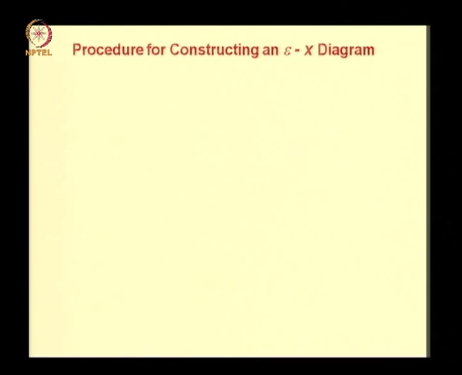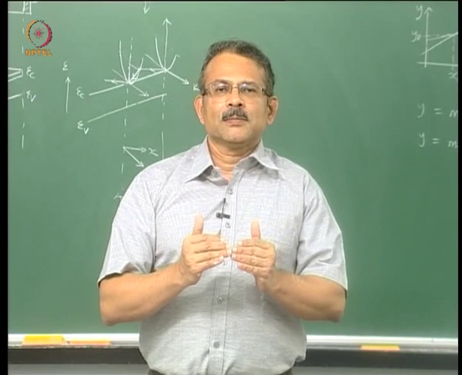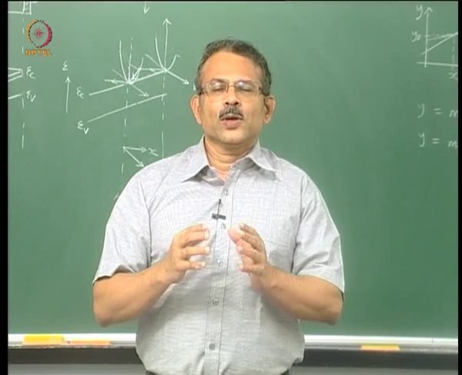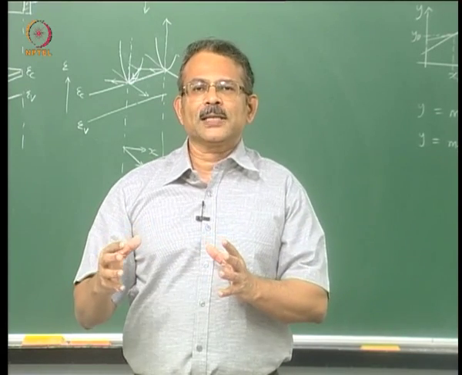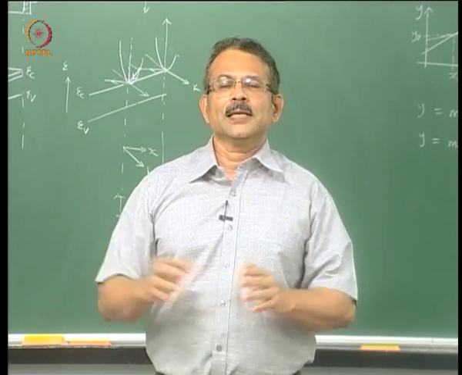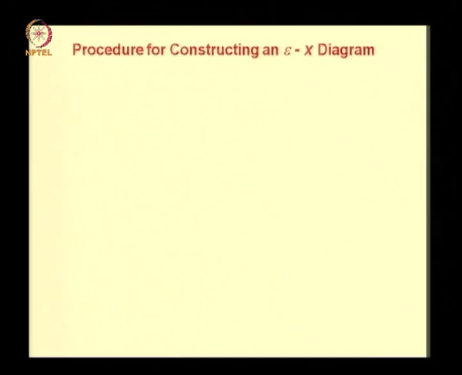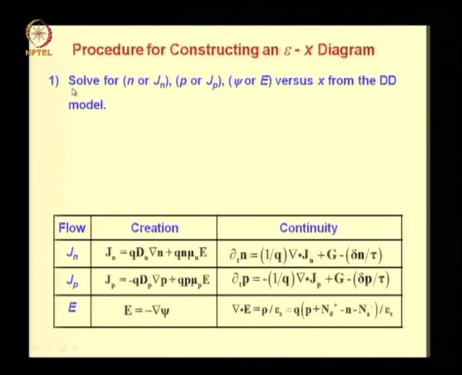We outlined a procedure for constructing an E-x diagram. This procedure is very important. If you follow this procedure properly, then you can draw an E-x diagram in a very easy manner, even for a very complex situation where composition, doping and so on are changing with distance in a device and a voltage has been applied. So the first step is to solve for n or Jn, p or Jp and psi or E versus x from the drift diffusion model. So this is the first step.